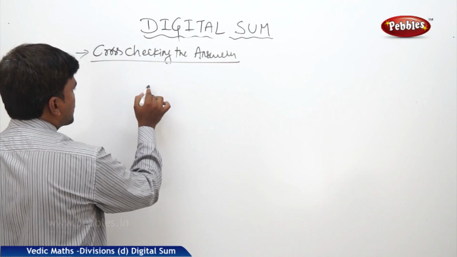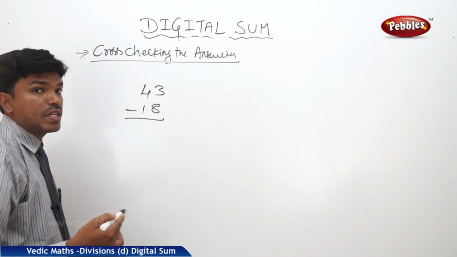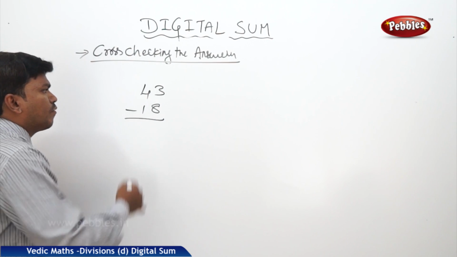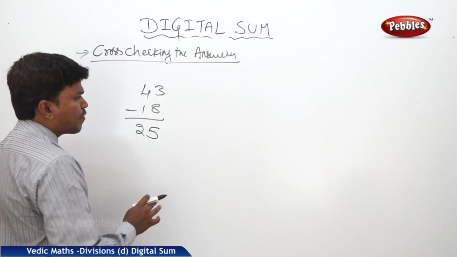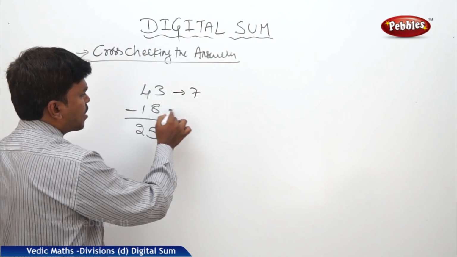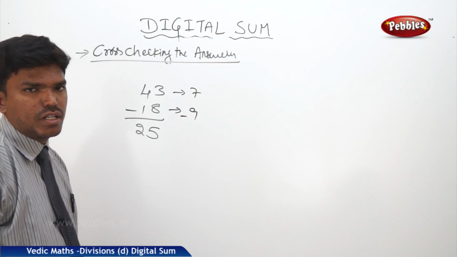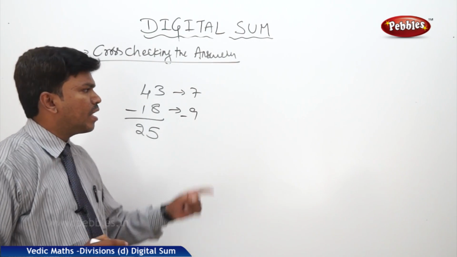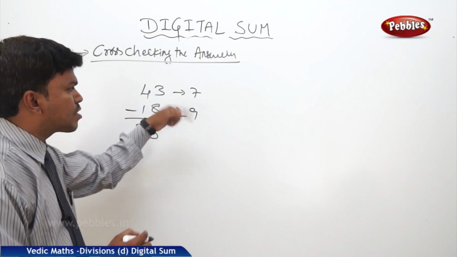Now let us take some examples. Say 43 minus 18. I want to check in the subtractions this time. 4 minus 1 is 3 but 2. 3 plus 2 is 5. So 25 is my answer. What is the digital sum here? 7 and here 9. 7 minus 9. Is it possible? Remember one thing. Whenever you are getting digital sums like this, 7 minus 9, it's not subtractable.